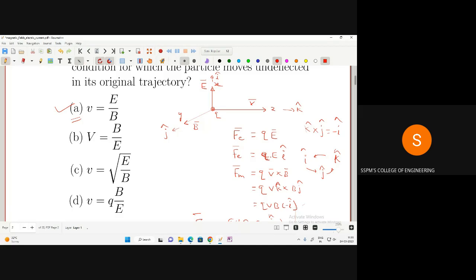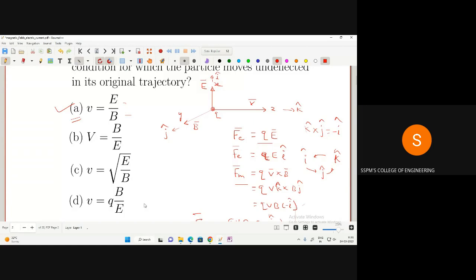Here, how can it be solved? You first find the electric force, then find the magnetic force, and equate the magnitude of electric force to the magnetic force, and then find the relation for V. And it must be E upon B.